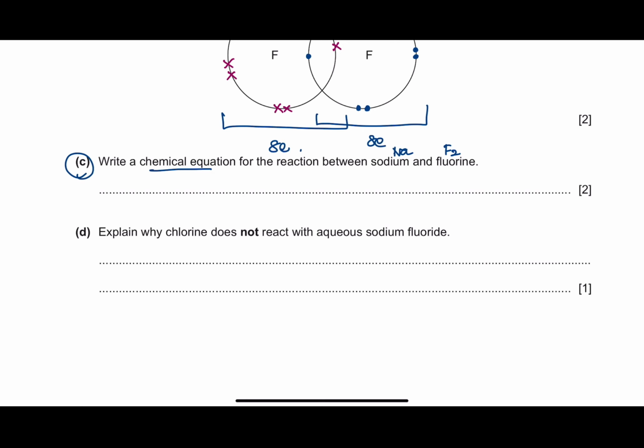So I think this is pretty simple. All you have to do is, when sodium reacts with fluorine, it would form sodium fluoride, and now you have to balance the equation by putting 2 here and then another 2 here. Then you would be able to get full 2 marks if you write like this.